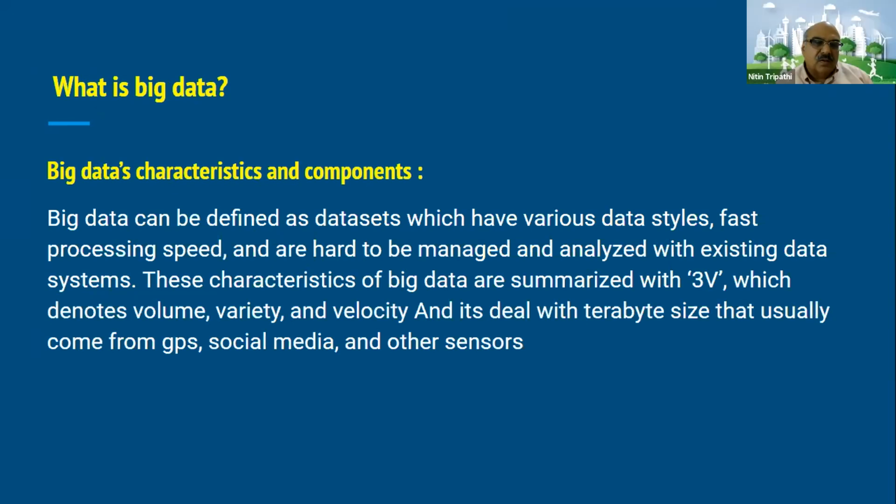big data processing and analytic techniques. So coming to the big data characteristics and components, big data can be defined as data sets which have various data styles, like fast processing speed, and are hard to manage and analyze with existing data systems. These characteristics of big data are summarized with 3V, which denotes volume, velocity, and density. First, big data deals with large volume datasets, usually more than terabyte size, that usually come from GPS, social media, and other sensors.